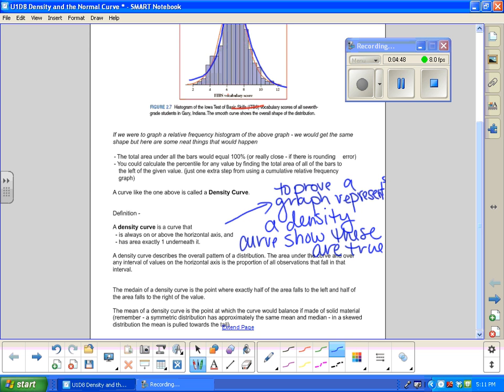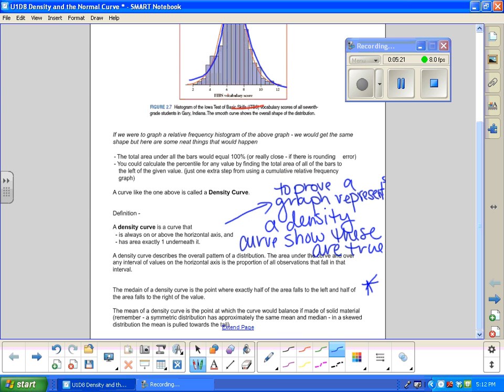All right, the median of a density curve is where exactly half of the area falls to the left and half falls to the right. The mean is a little harder. What they say here is that the mean of a density curve is where it would balance if it were made of solid material. So you have to think that the mean would be the point where you're not just considering the number of observations, but also those x values at the bottom and what values they're taking on and how that would make it balance.